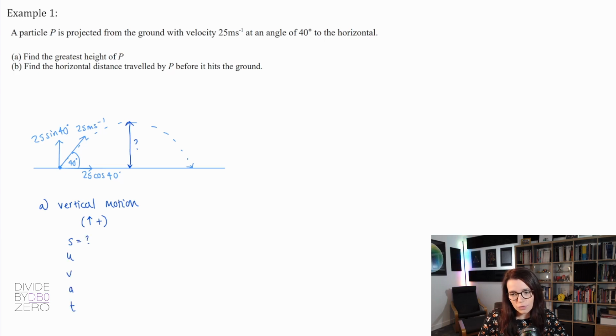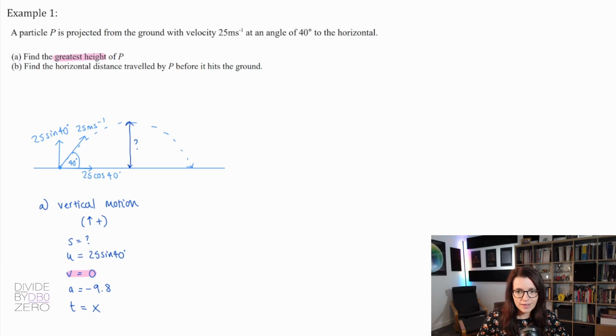This is what we're looking for. u vertically is 25 sin 40. And then at the greatest height, the final velocity will be 0 because the particle will stop momentarily at the top before it then turns back down and falls. Acceleration due to gravity, minus 9.8 because we're taking up as positive. And then time, we don't know, but we don't care in this question.